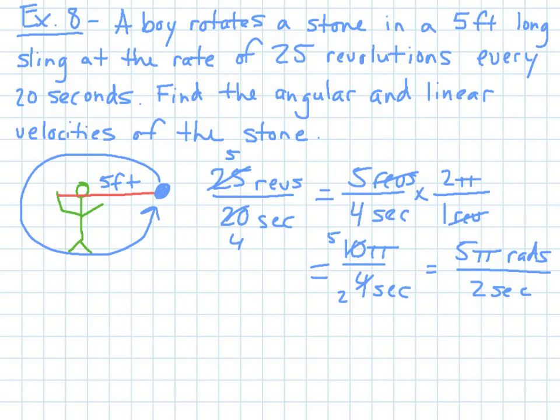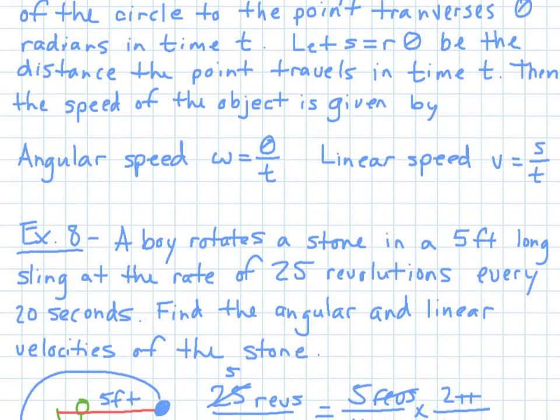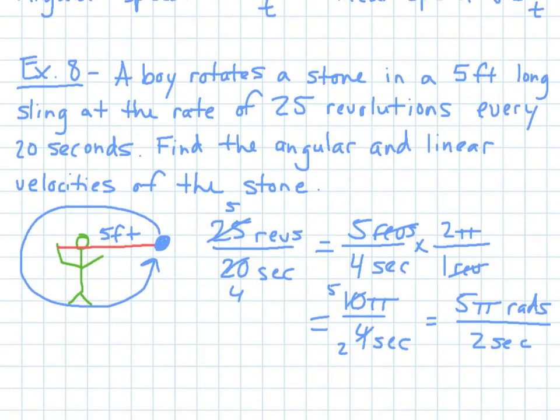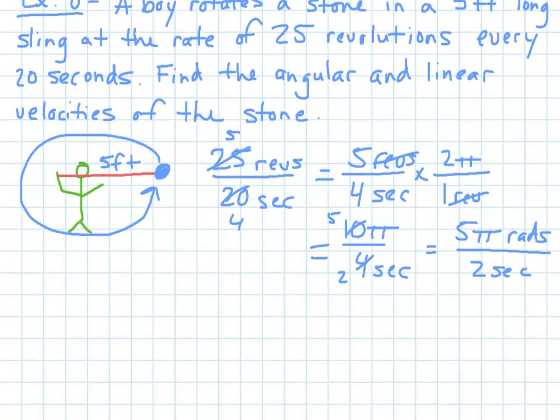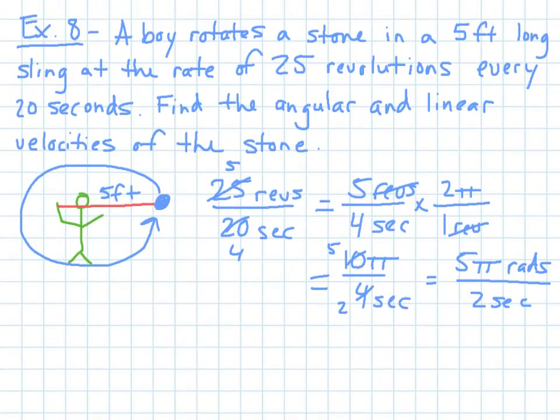The angular velocity or angular speed, same thing. So here, that would be that first component. Now, to get your linear speed, you want to use your angular speed to help you find that. So if you go back and say, let s equal r times theta, you have your theta, which is the 5 pi, right? And your 2 seconds.